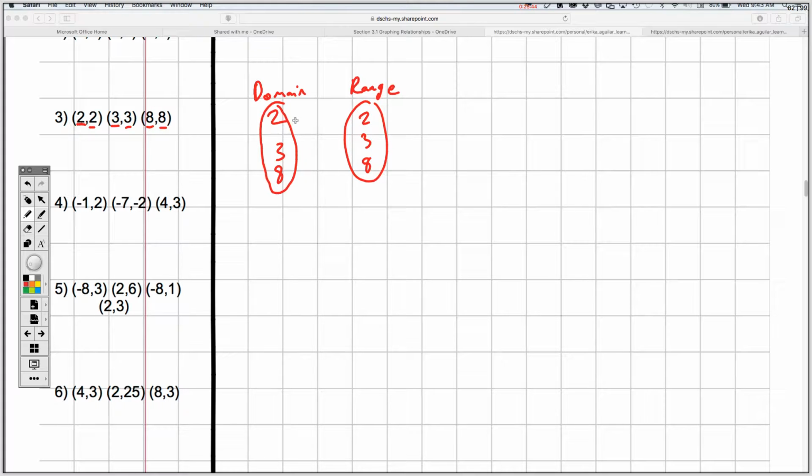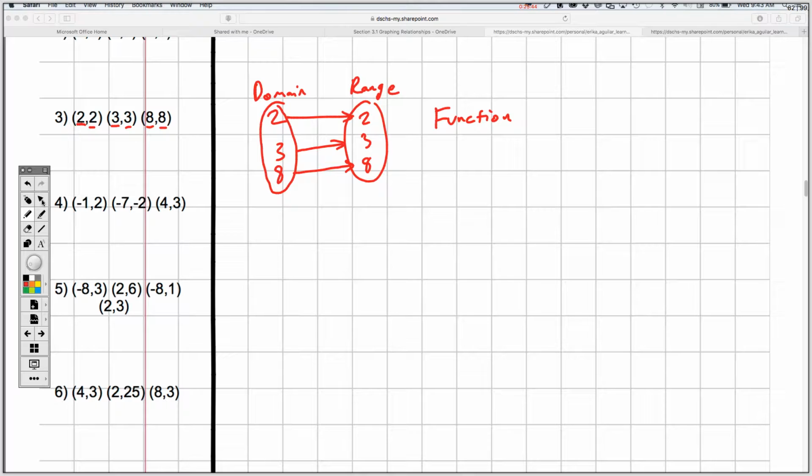So write 2, 3, 8. What does 2 go to? 2. Happy couple, right? What does 3 go to? 3. Happy couple, right? What does 8 go to? 8. Happy couple, right? Were there any couples that were cheating on each other? No. No dirty dogs. All right, so this one is a function.